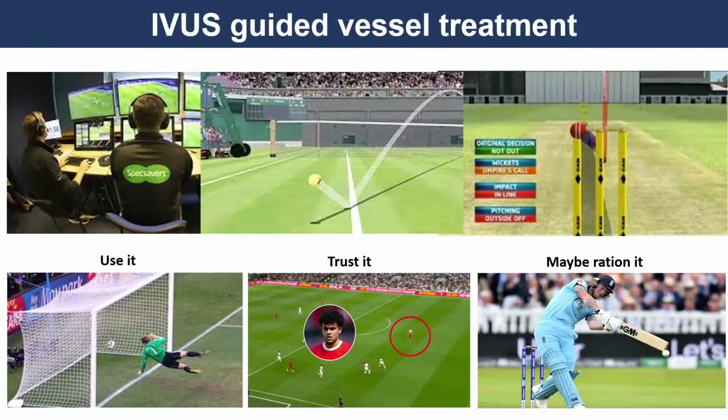And then I think we'll talk about it during this workshop. Maybe ration it. So in cricket, you only get 3 VARs or DRSs, right? So you only get 3 chances to look at the imaging to see whether it's true. So maybe we need to decide which are the right cases to use IVUS for, and which cases you can get away with our general techniques.